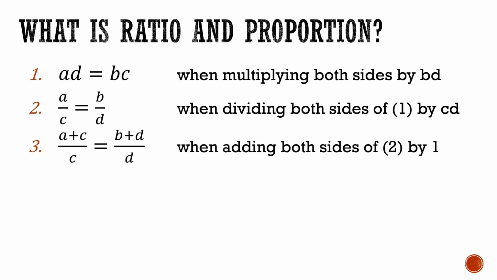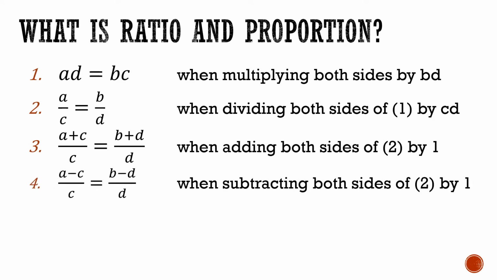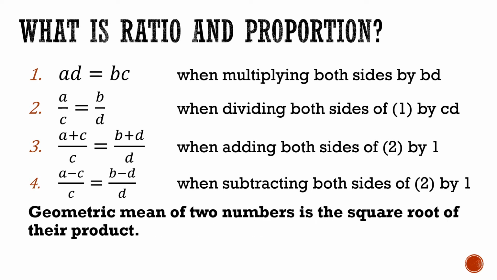A plus C over C is equal to B plus D over D when adding 1 to both sides of A over C equals B over D. Next, A minus C over C is equal to B minus D over D when subtracting 1 from both sides of the equation. Now remember that the geometric mean of two numbers is the square root of their product.